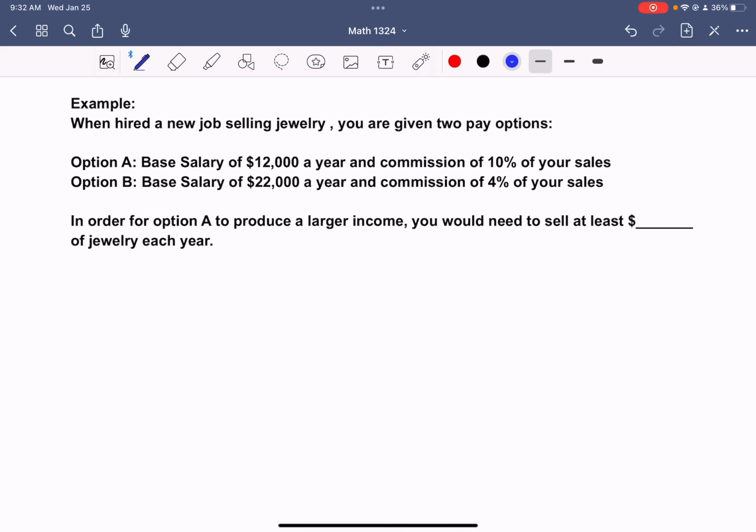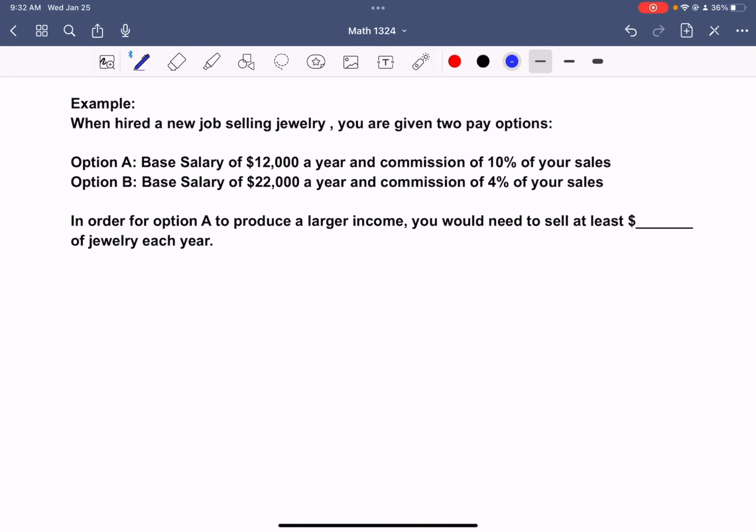Here's the next one. And again, with this situation, I want to give you all the information so you can see where these numbers are coming from. It says, when hired for a new job selling jewelry, you are given 2 pay options. Option A, base salary of $12,000 a year and a commission of 10%. Option B, base salary of $22,000 a year and a commission of 4%. In order for option A to produce a larger income, you would need to sell at least how many dollars of jewelry each year? So in this situation, this is a commission situation.